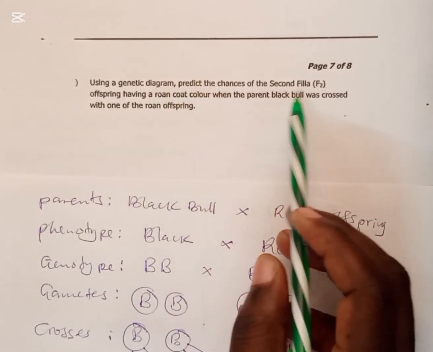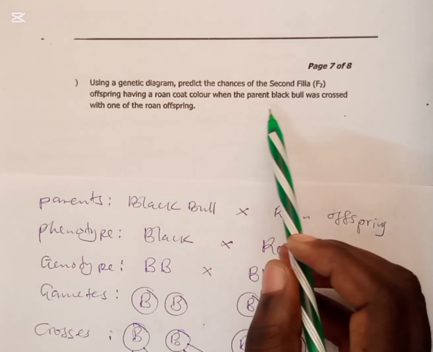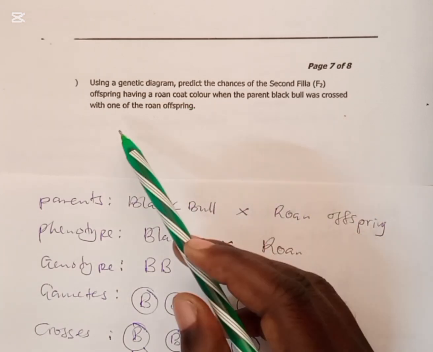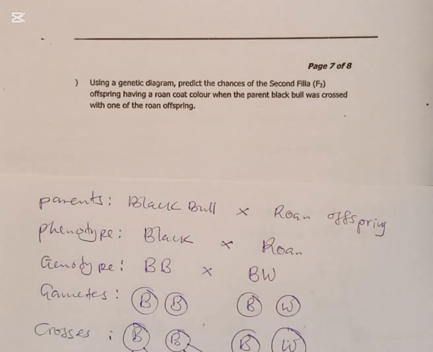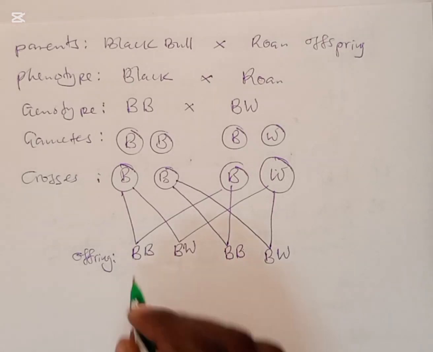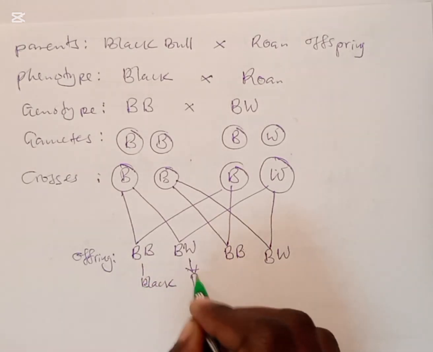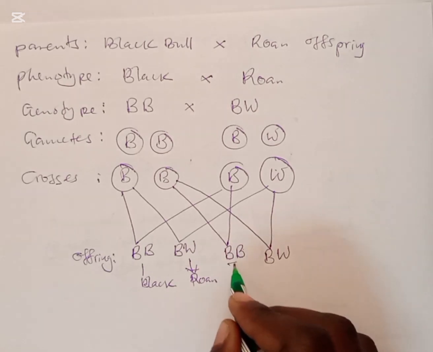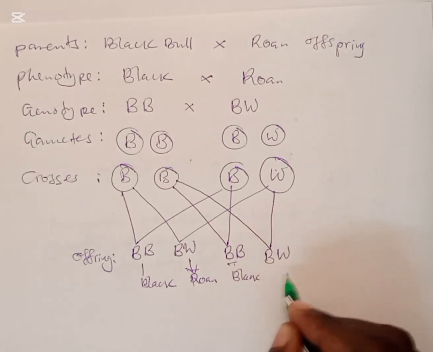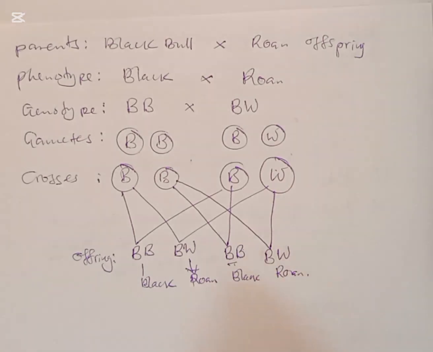Now the question is saying, predict the chances of the second filial offspring having a roan color when the parent black bull was crossed with one of the roan offspring. So what are the chances? Now let's examine the offspring that have been produced here. So this is going to be black. This is going to be a roan color. This is going to be black, and this is going to be a roan color. So meaning that you've got two roan colors.